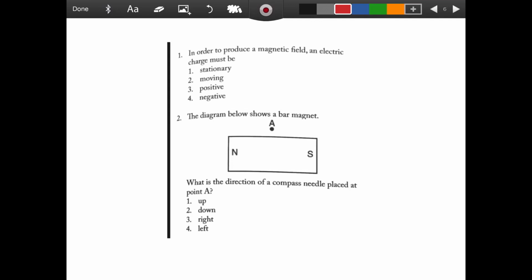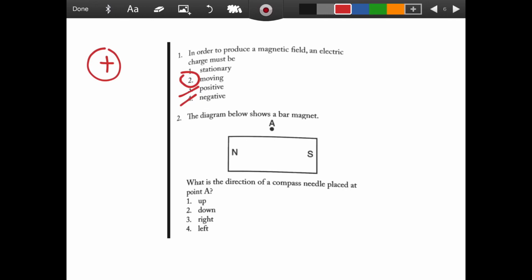So in order to produce a magnetic field, an electric charge must be stationary, moving, positive, or negative. Based on the definition, we know it's definitely moving, and electrons do move around, so they produce magnetic fields. But a single positive charge that's in motion can definitely produce a magnetic field. So just saying positive or negative is not enough information.